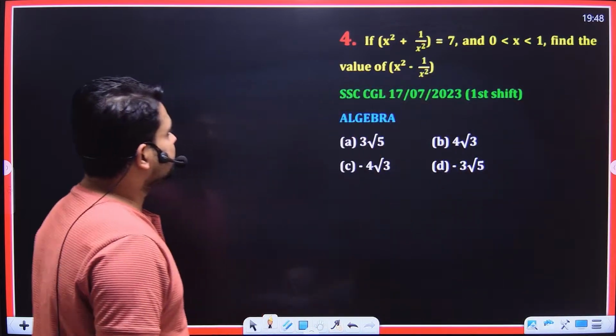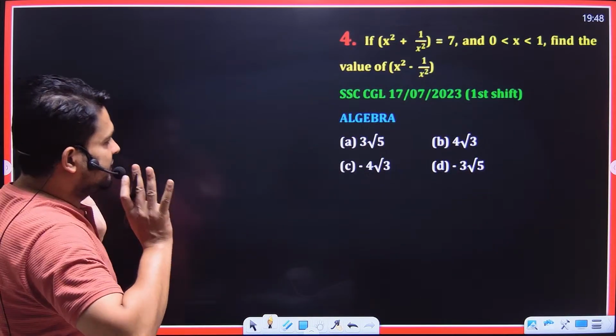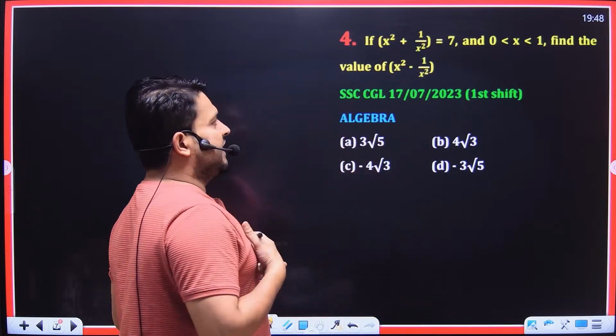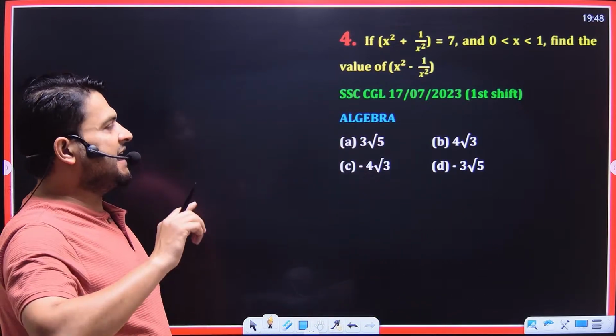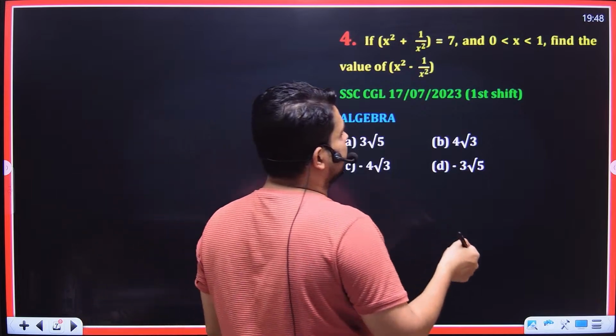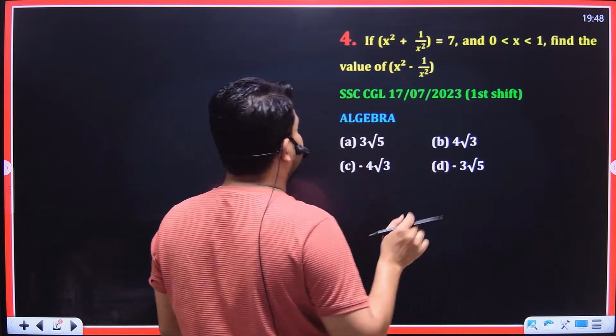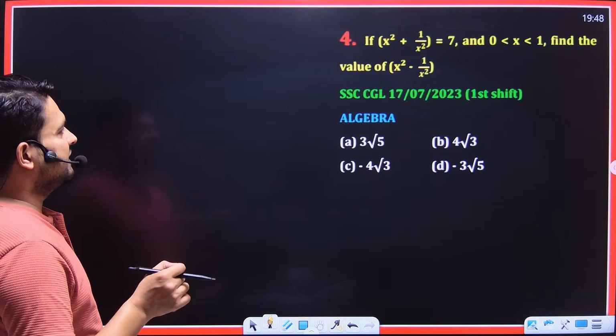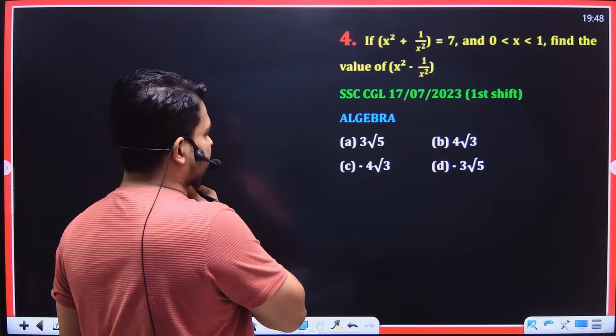Next. This is a beautiful question asked by SSC. x square plus 1 upon x square is equal to 7, and x is greater than 0 and less than 1. Find the value of x square minus 1 upon x square. You have to tell the value of x square minus 1 upon x square.